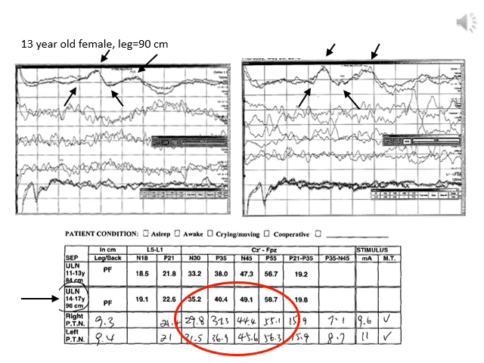And so we see here for both the left and right legs, there's a nice N30, P35. The N45, P55 is a little bit smaller, a little less well formed. But when we look at the latencies, they're all below the upper limits of normal. And so these cortical responses look normal.